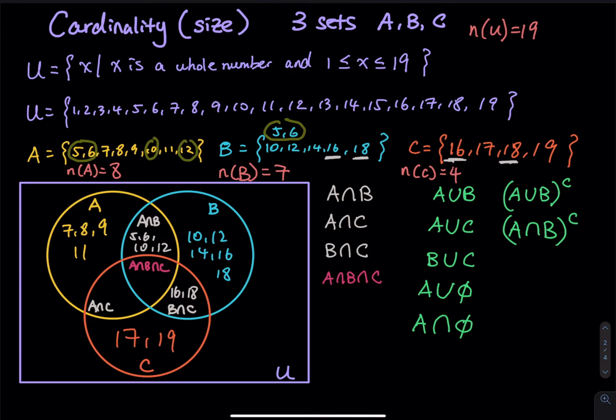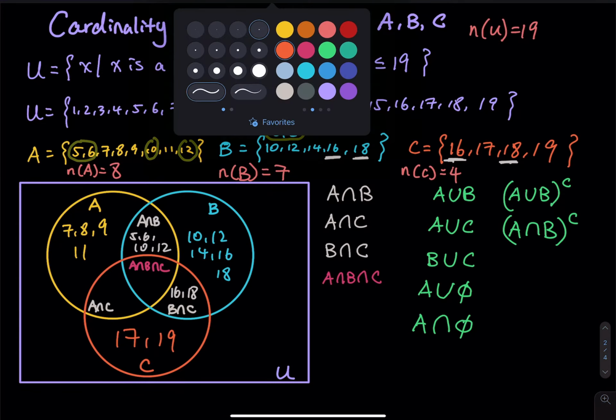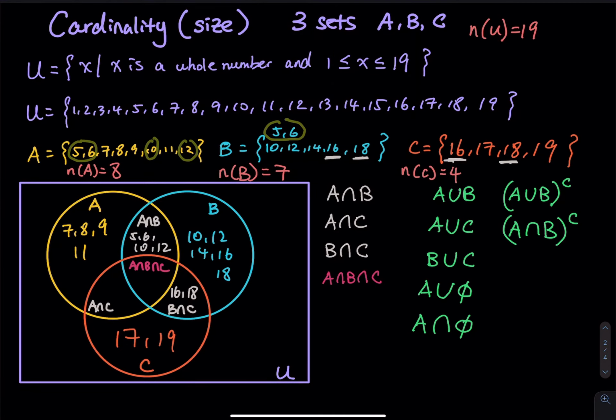Are we done? Do we have any number outside of these three circles? The answer is yes. Take a look at the universal set. We never mentioned 1, 2, 3, 4 in sets A, B, and C, right? So 1, 2, 3, and 4 go outside of the three circles.